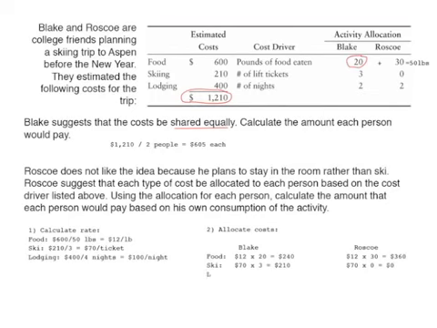And our last activity is lodging. And we determined that our lodging rate was $100 per night. And if we look back up at our spreadsheet information, we see that each person is going to stay 2 nights each. So each person will cover $200 in lodging costs.